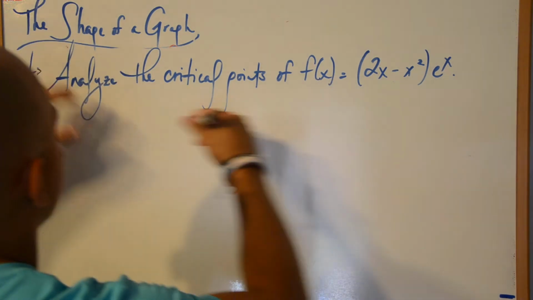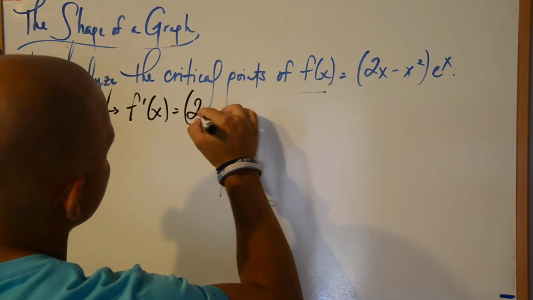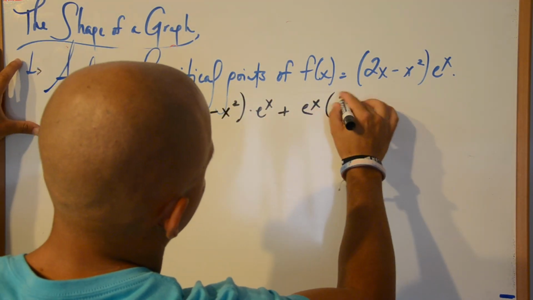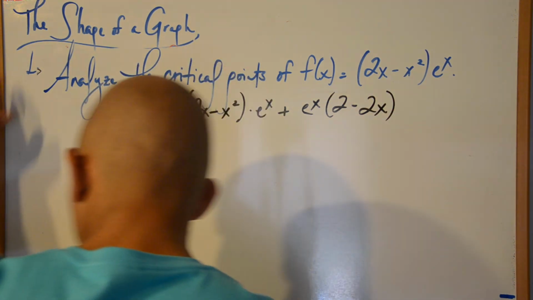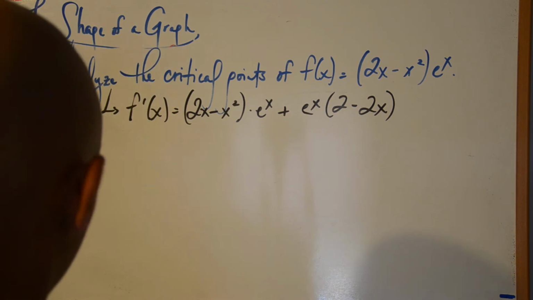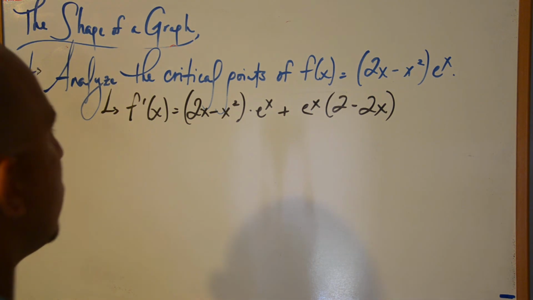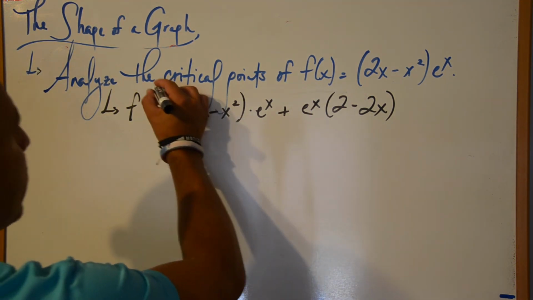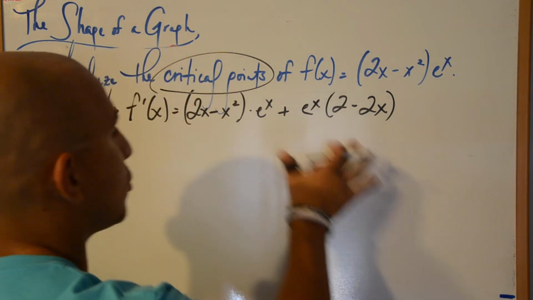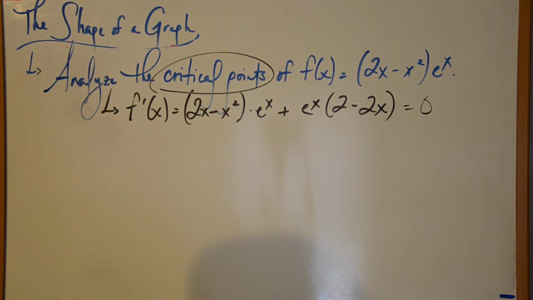Bear with me. To take the first derivative, we're going to need a product rule. First times the derivative of the second, plus the second times the derivative of the first. Many of you will want to simplify this first. You're more than welcome to. But remember, you need to analyze the critical points. The critical points exist in the first derivative. So we must first set that equal to 0.